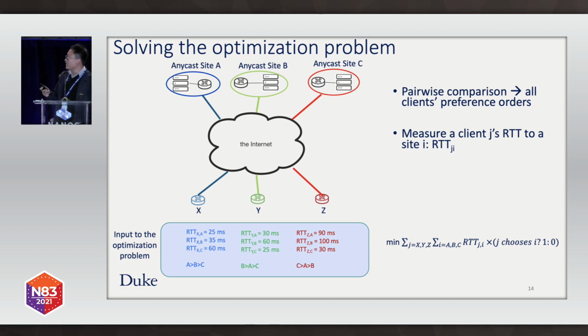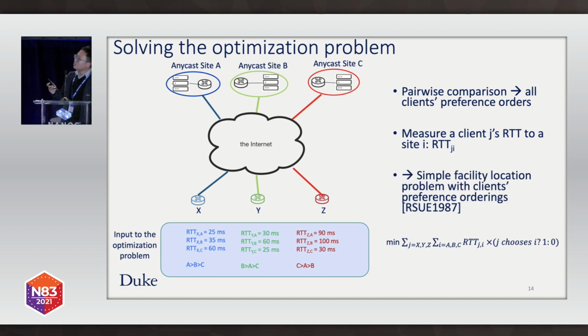So it turns out that this optimization problem is actually exactly the same as the simple facility location problem with client's preference order, which was proposed around 35 years ago. But this problem is proved to be NP hard and does not have a consistent polynomial time approximation solution. But luckily, for this moderate scale infrastructure, like 15 Anycast sites, we can just solve this problem offline.